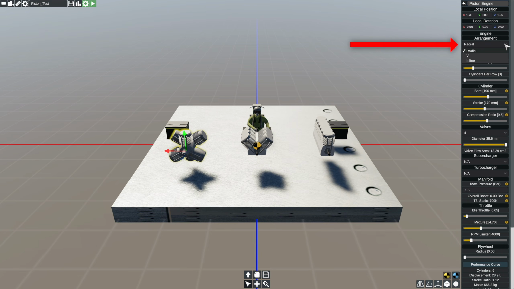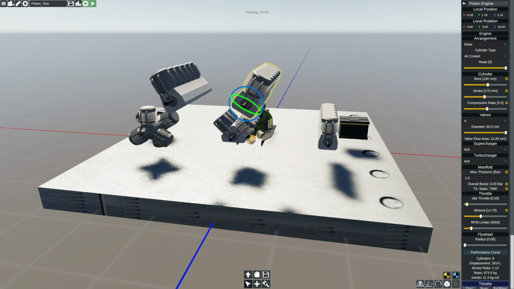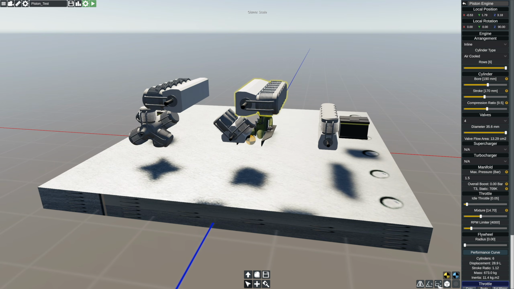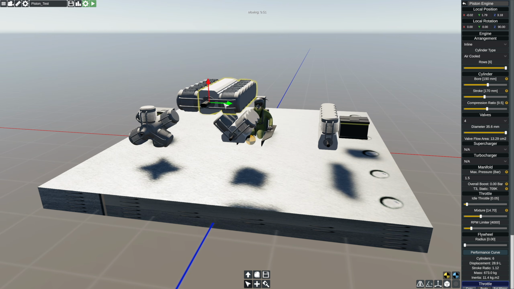To start off, there are three different layouts you can choose for your engines: radial, V, and inline. Note that if you want to make flat engines or X engines, you can use multiple inlines or Vs and link them to the same gearbox.